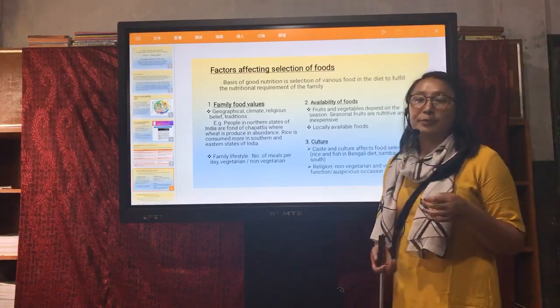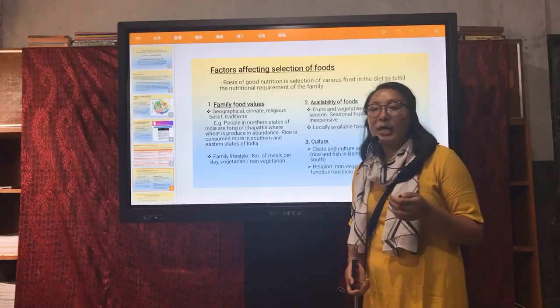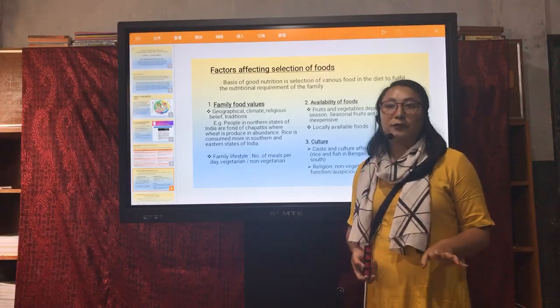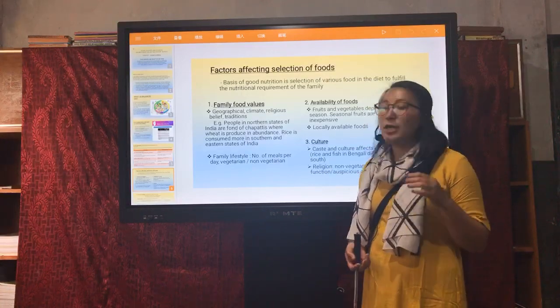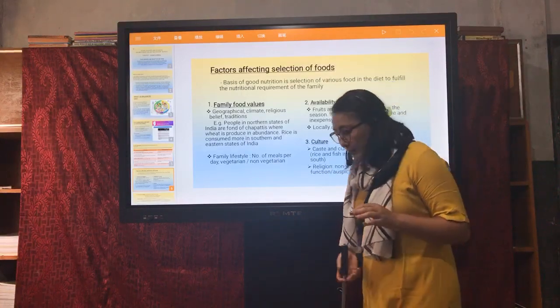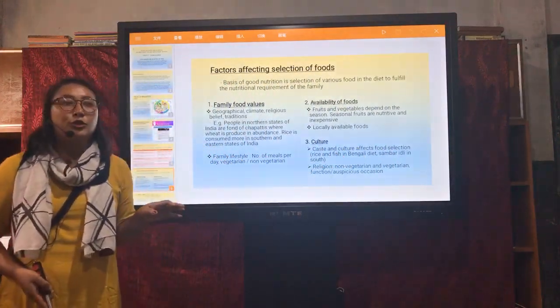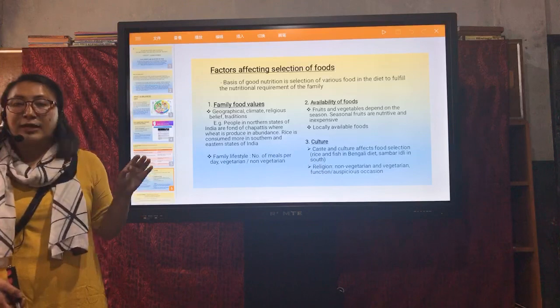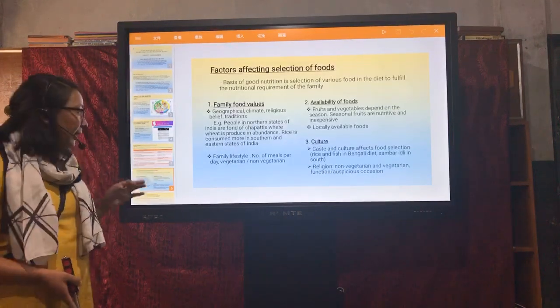Let us take an example. People in northern states of India, like Punjab or Delhi, consume a lot of chapatis. They are fond of chapatis because in such places, wheat is produced abundantly. But in the southern states and northeastern states of India, we consume a lot of rice, because rice is cultivated in these two parts of India.